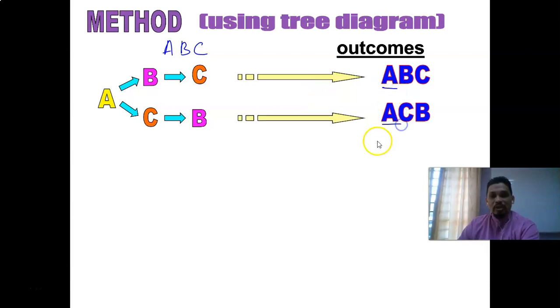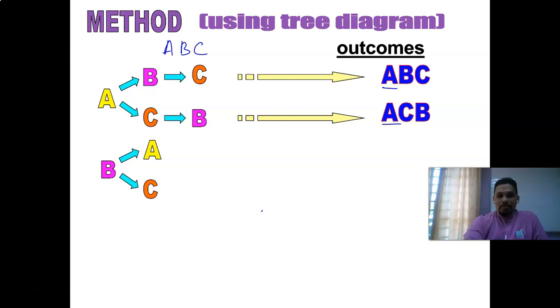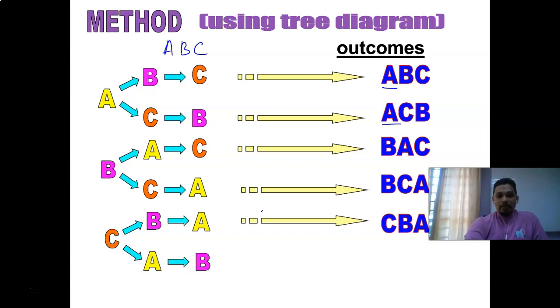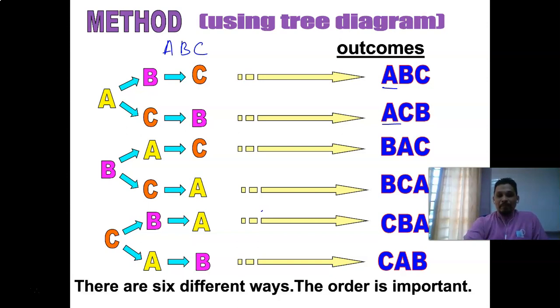Look at this. We begin with the letter A. Next, if we begin with the letter B, then the second letter is either A or C. If B and then A, then the final letter will be C, ending up with BAC, or otherwise B, C, A. The same thing goes for the rest. So there are 6 arrangements of the letters. Look at this: the order is important.